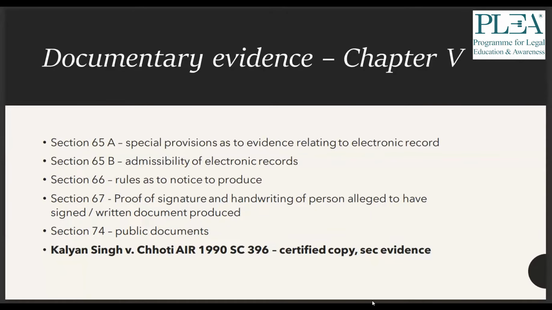Section 67 talks about proof of signature and handwriting of person alleged to have signed or written a document. So basically, if it is alleged that a document was signed or written wholly or in part by any person, the signature or the handwriting of such a document, as is alleged to be in that person's handwriting, must be proved.